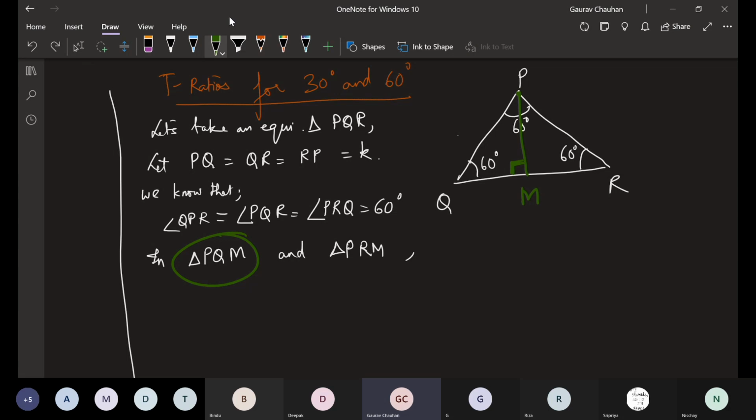Sir, they are right angle triangles. Correct. They are right angle triangles. Anything else? What is happening with those right angle triangles? This is one triangle and this is one triangle. Anything particular you're noting, Deepak? Sir, they are similar triangles.